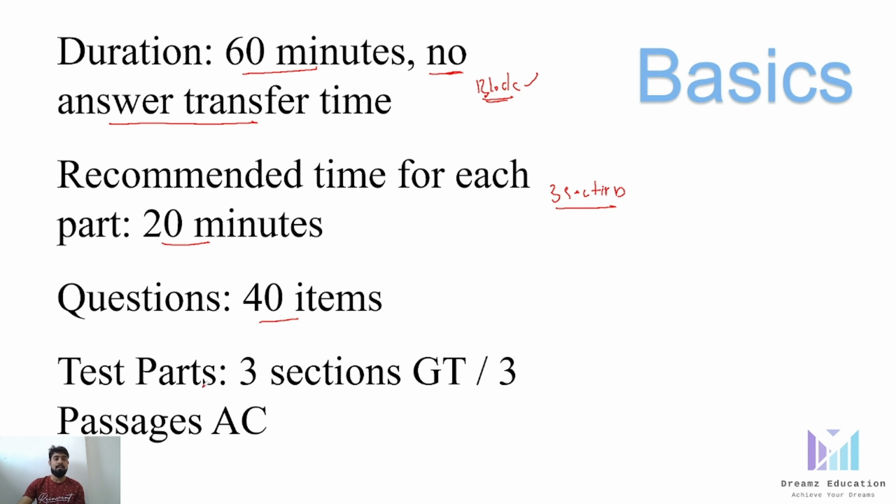Like I said initially, there are three sections for general training, GT, as well as for academic. I guess you have understood the basic difference, correct? Academic has three passages, whereas for general training, the first two sections are short notes or short texts, and the last one is a passage. General training has a little less to read, and usually general training reading is simpler than academic reading.